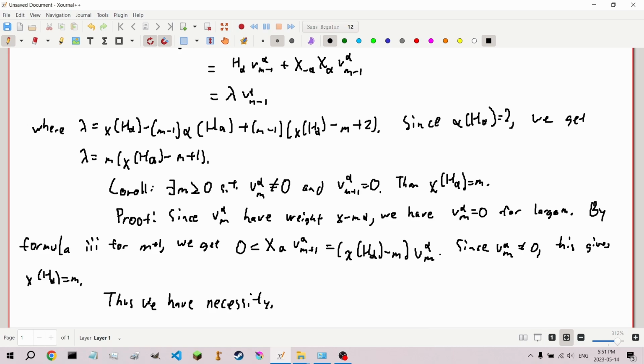Now, we need sufficiency, and I also need to rearrange some stuff here. So give me one moment, please.